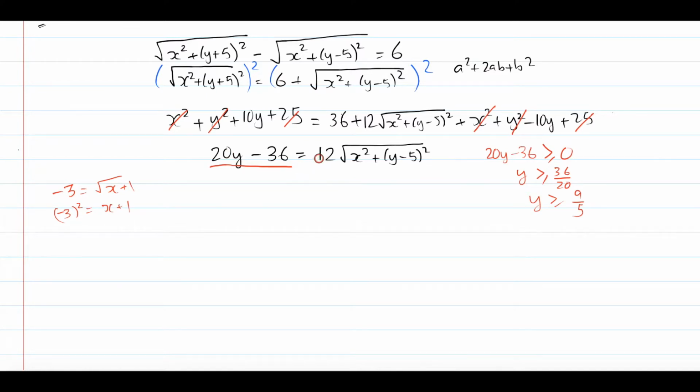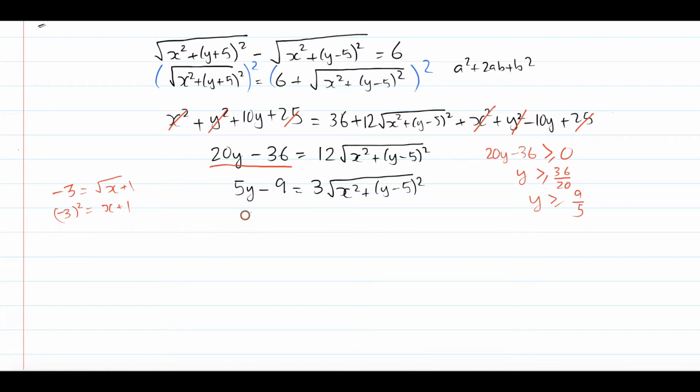Now you can do it two ways. If you want to get rid of the square root, like we did over here, you square both sides. But you can simplify things first because 20 and 36, 12, those are big numbers. Squaring them would be a little bit of a hassle. So you can simplify. Well, what's a good way to simplify this? Divide both sides by the common factor, so that's 4. So you're left with 5y minus 9 equals 3 root x squared plus y minus 5 squared. Okay, and those numbers we can definitely work with, much better than 20 and 36 and 12.